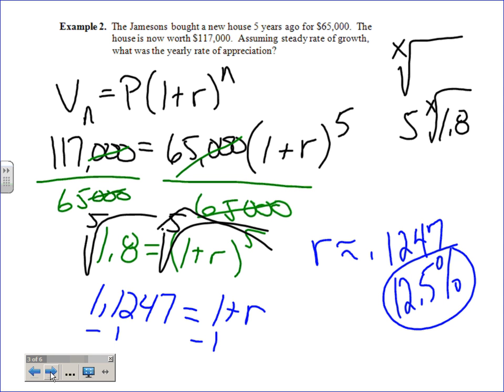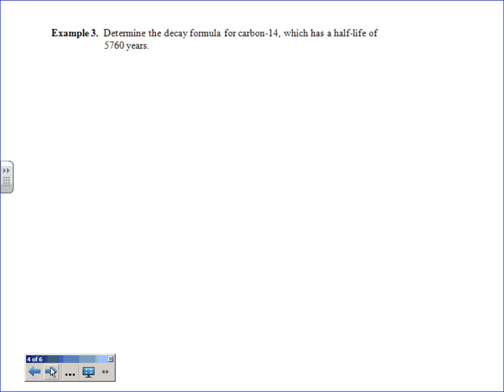Okay, why don't you read that next one real quick and see if you can figure it out. So I guess the first thing we should probably figure out is which formula are we going to use? Oh, decay. Okay. But doesn't it seem as though this one's missing a lot of information?